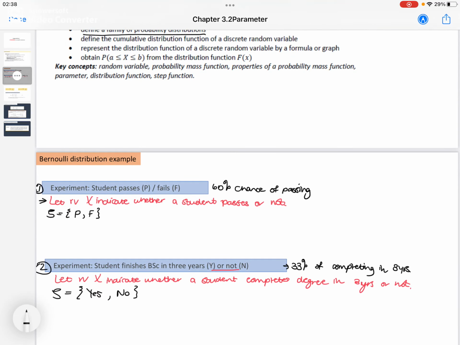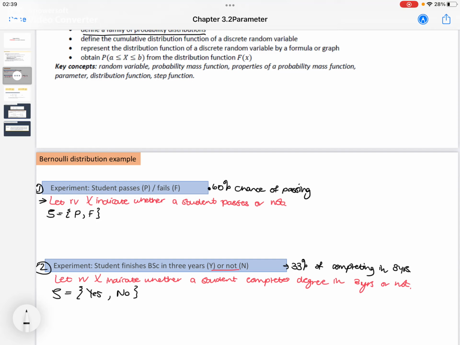Let us consider two Bernoulli probability distribution examples, or Bernoulli random variables. The first example looks at an experiment where we want to observe whether a student will pass or fail a test. The additional information given is that there's a 60% chance that a randomly selected student would pass the test or an assignment.